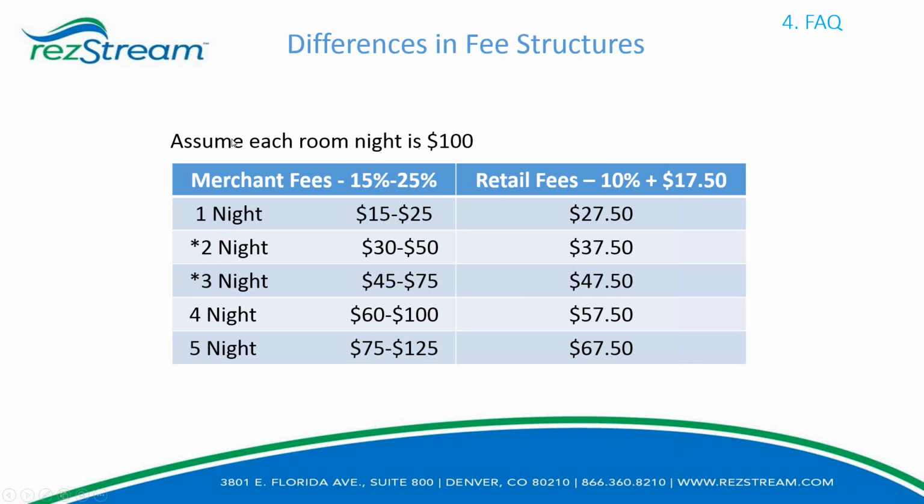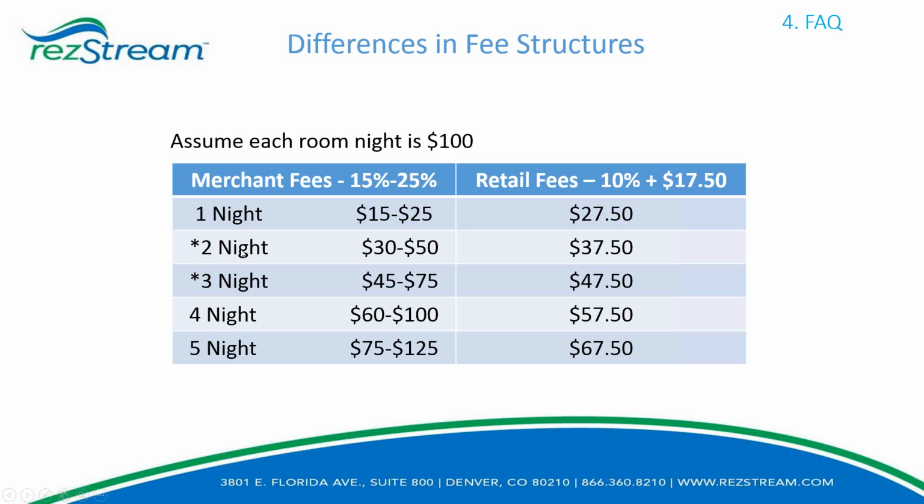Now, I want to use this assumption for math purposes because I'm a dum-dum, but let's assume each room night is $100, okay? So all your properties are equal and each room night is $100 a night. Well, let's do some comparison. On a direct merchant agreement for a one-night booking, you're paying 15 to 25% or $15 to $25 of that $100 room night. On a retail model, you're paying $27.50. Wow, that's a little high, right? That seems a little high.